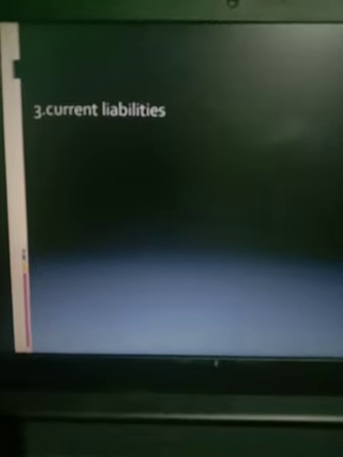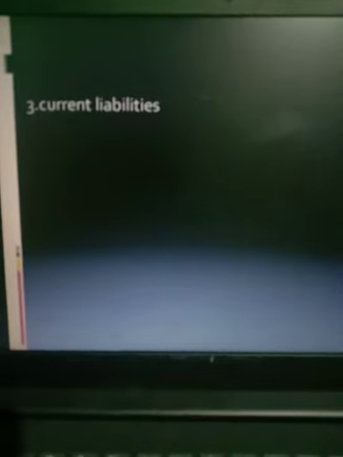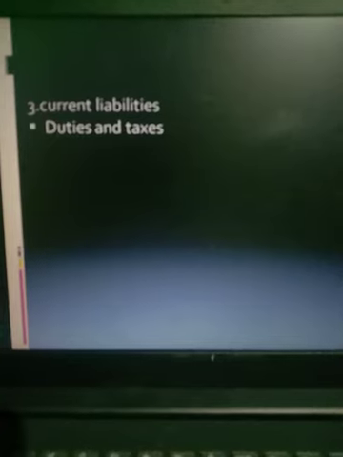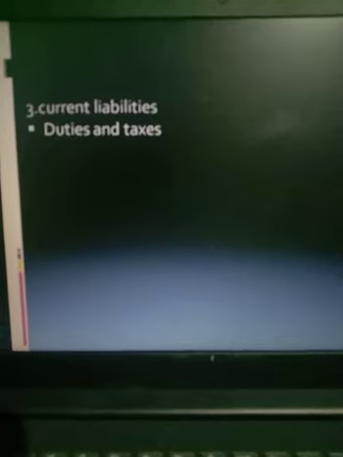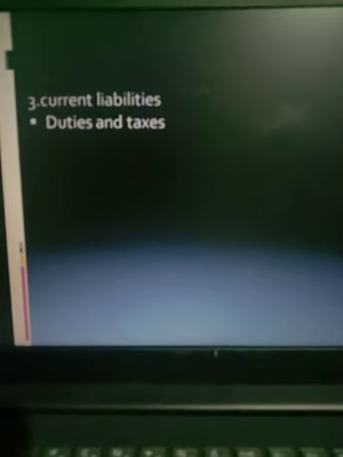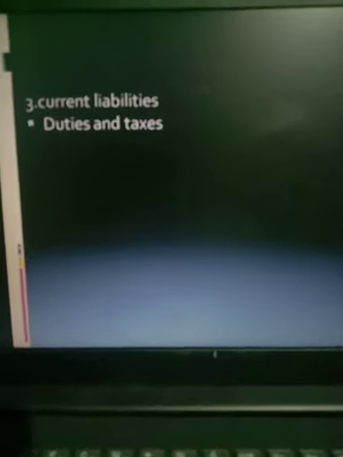Next group is current liabilities. Current liabilities means the liabilities of a company that they have to pay, means they have to fulfill those obligations within 1 year. The first one is duties and taxes. Duties and taxes means taxes, either GST or any customs tax, etc.